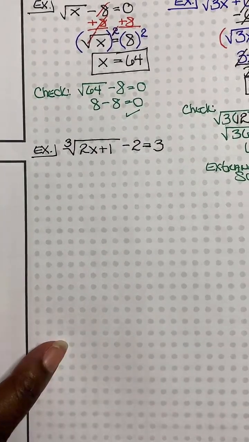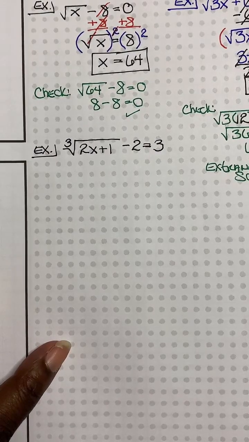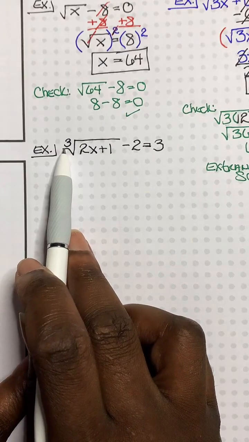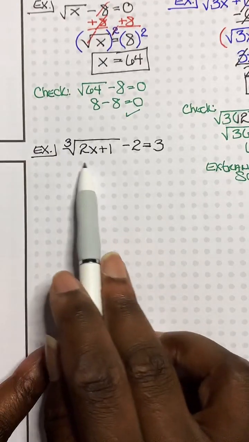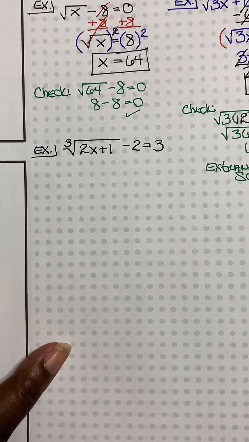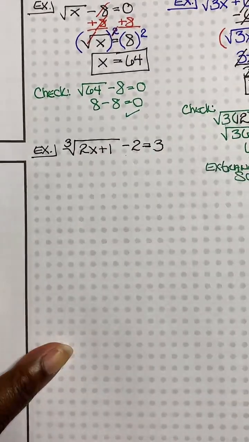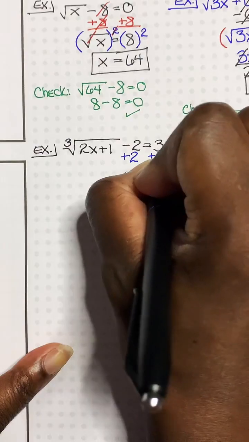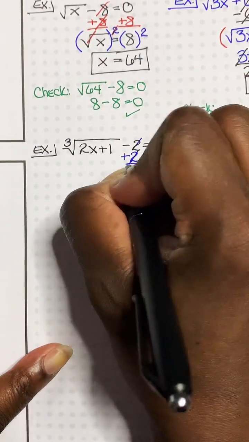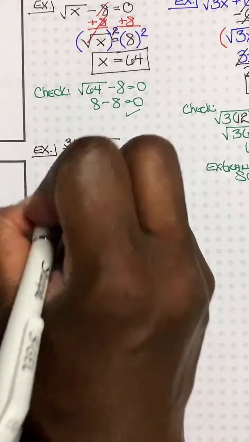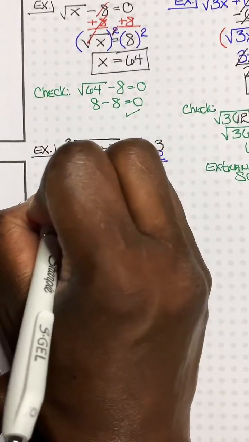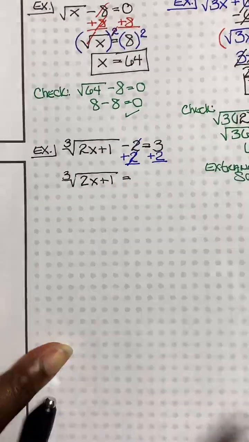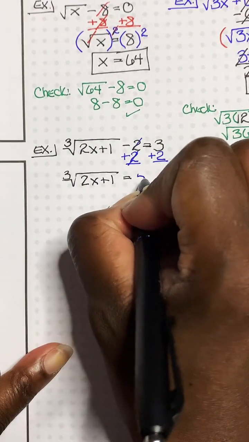When we are breaking this down, just like any other equation, do not let this index throw you off. You're still solving just like any other equation. You want to isolate this. So that means that minus 2, we need to add that 2 so we can slowly but surely isolate our variable. So now what's left is the cube root of 2x plus 1, and that's going to equal 3 plus 2, which gives us 5.